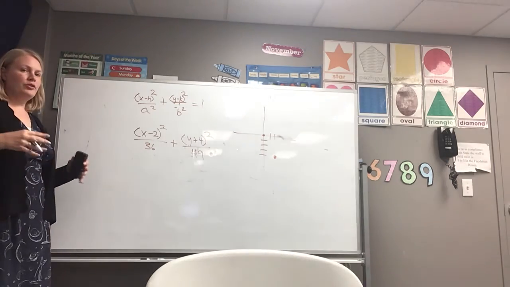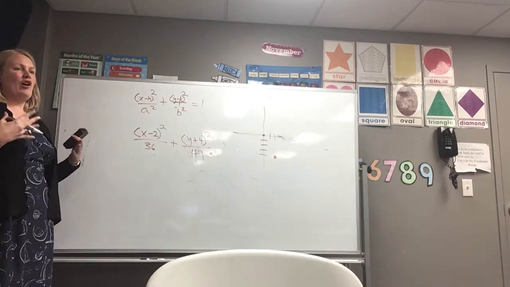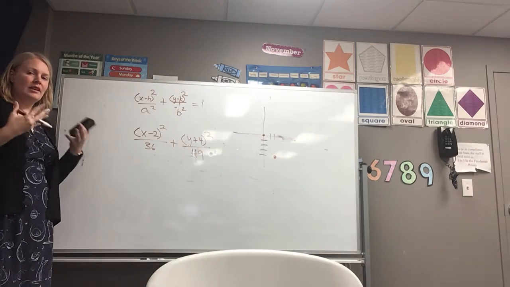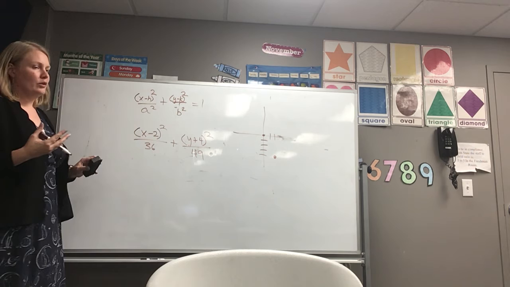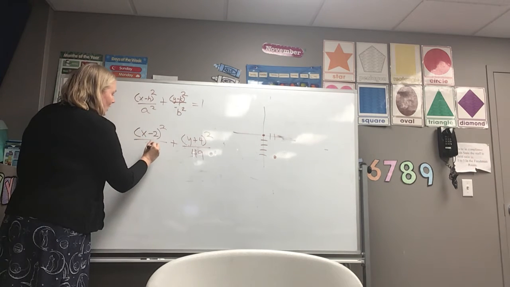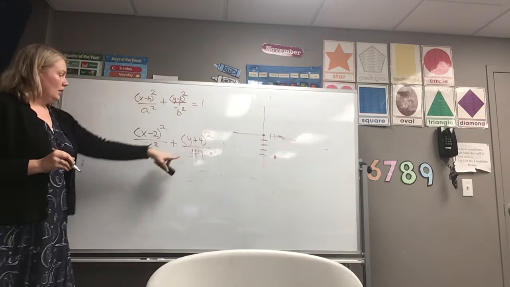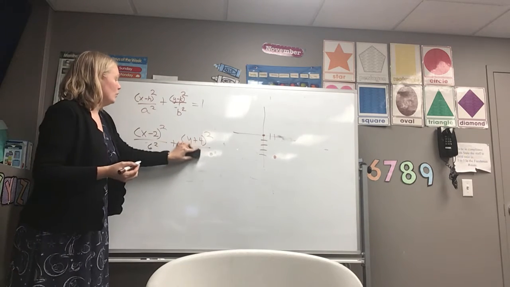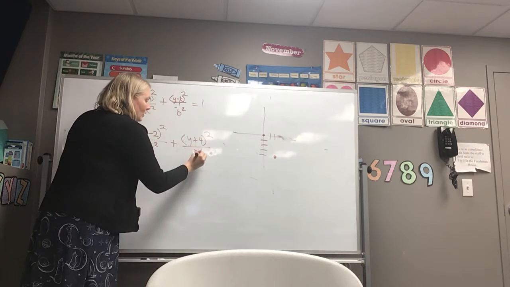I also want you to get in the habit of going back to the squared, because that's going to get you your number. What is the square root of 36? 6. And so rather than 36, I want you to think of this as 6 squared. And square root of 49? 7. So this one will be 7 squared.